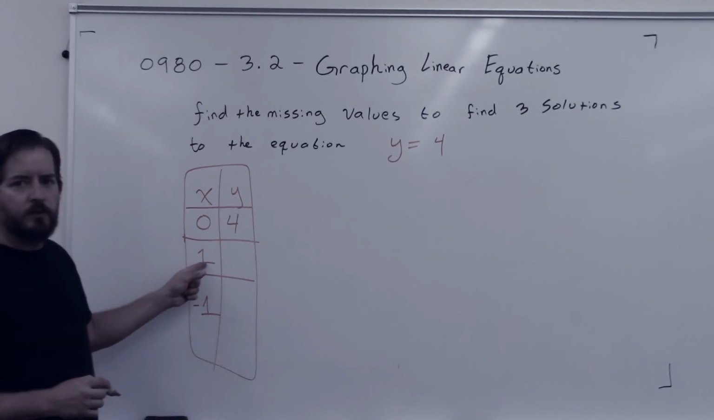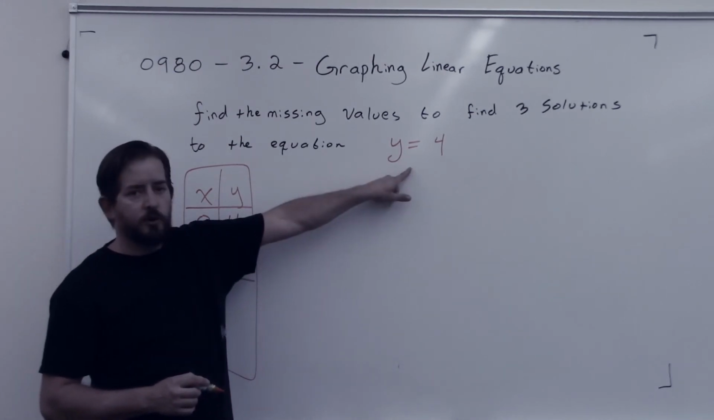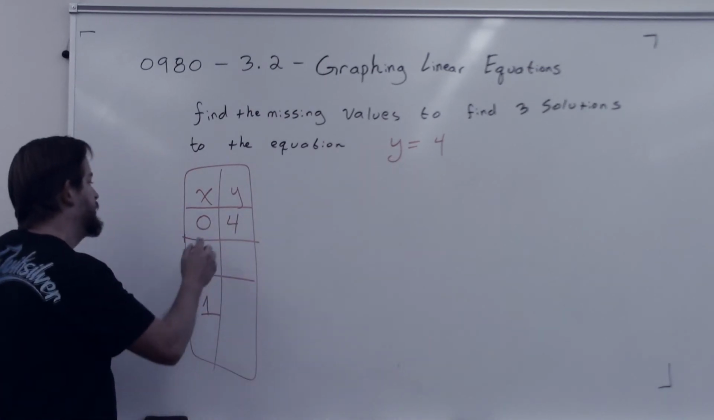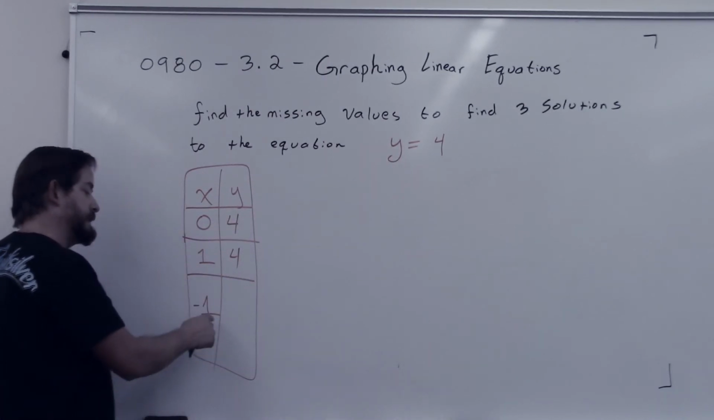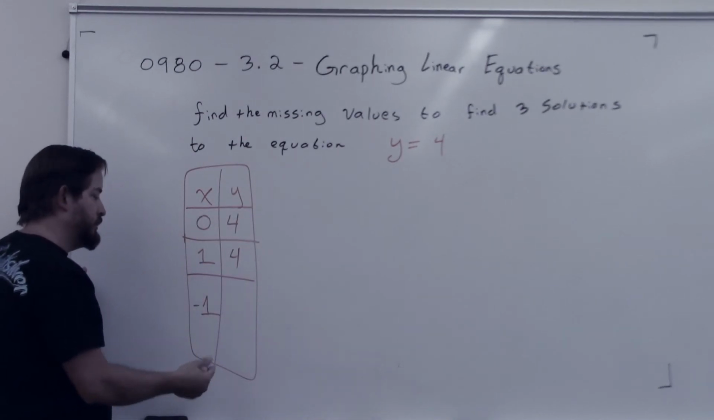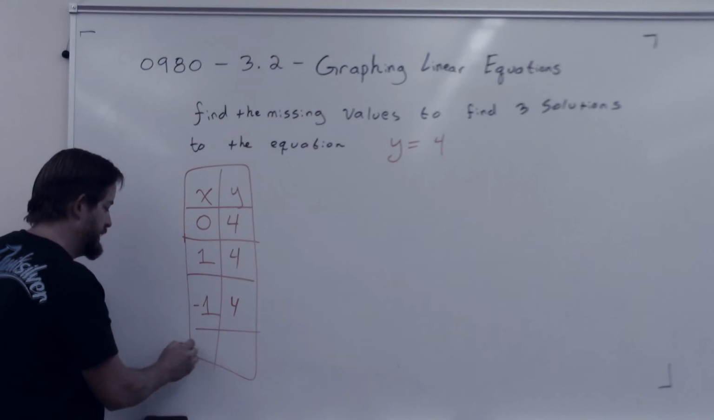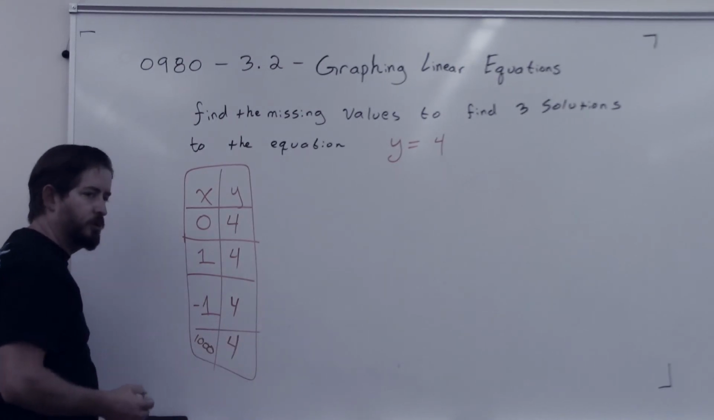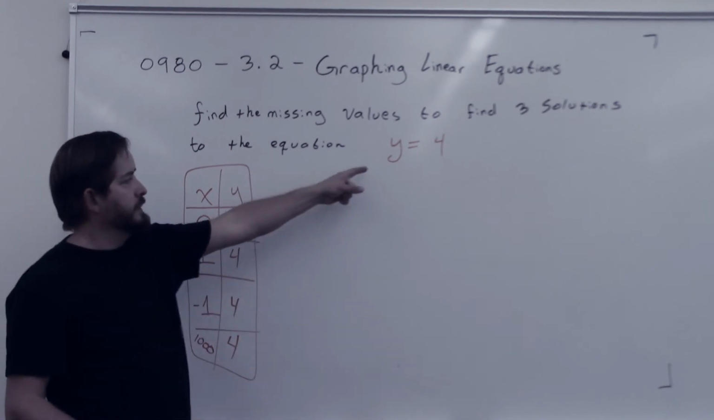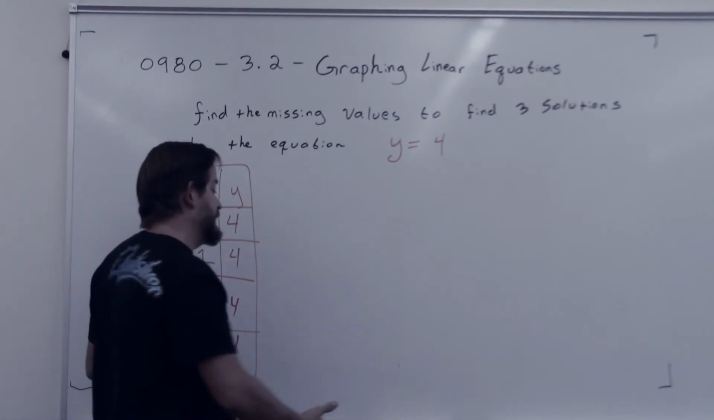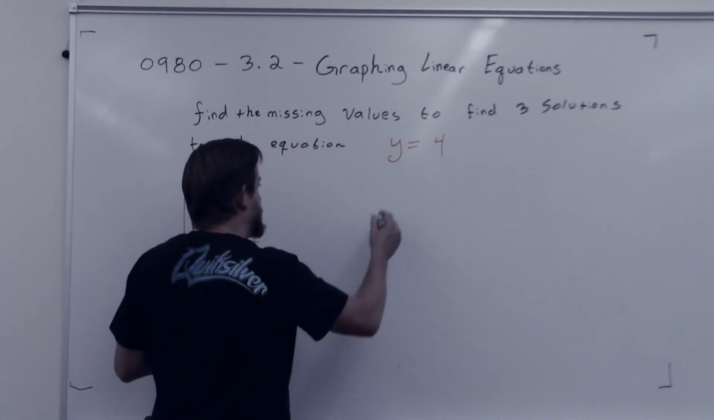If x is 1, y is still 4. Doesn't matter, there's no x in here, so it doesn't change anything. Same thing if x is negative 1. If x is negative 1, it doesn't affect my equation. Y is still 4. Let x be 1,000. Guess what y is going to be? It's going to be 4, because it's 4 always. Doesn't matter what x is. X doesn't change this. And I can think about the way that this gets graphed.